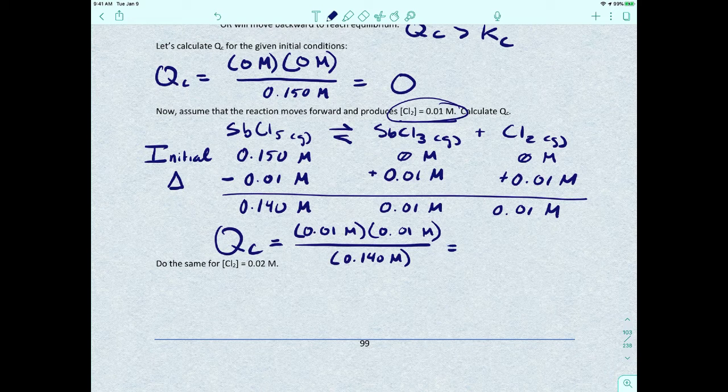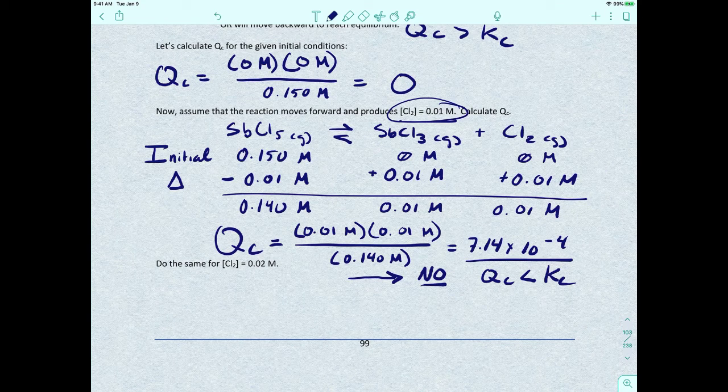Okay. And now if you take 0.01 times 0.01 divided by 0.140, that should give you 7.14 times 10 to the minus 4. All right, now looking at this value, is this lower or is this higher than the Kc? Well, this is still lower, so we're not at equilibrium. And we know that the reaction quotient is still smaller than the equilibrium constant. So we know that the reaction is moving towards the right. It's moving to make more product.